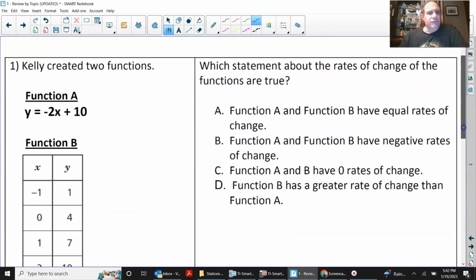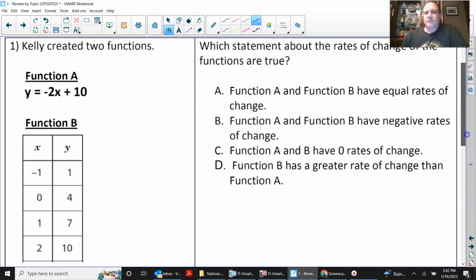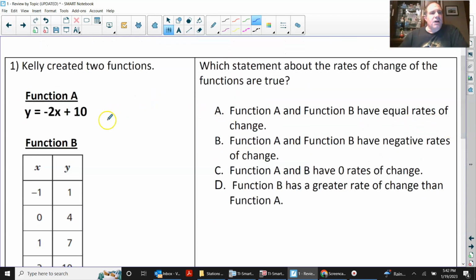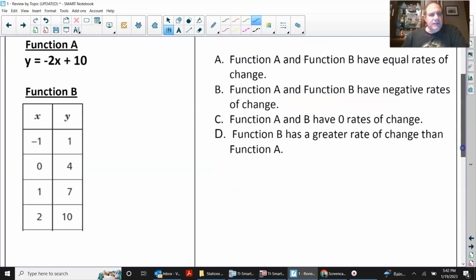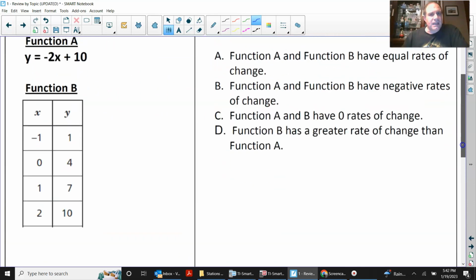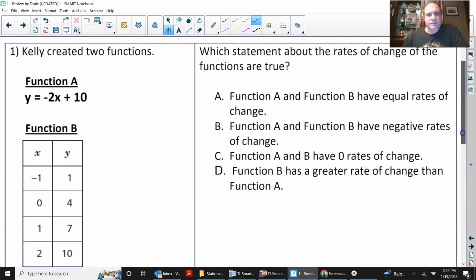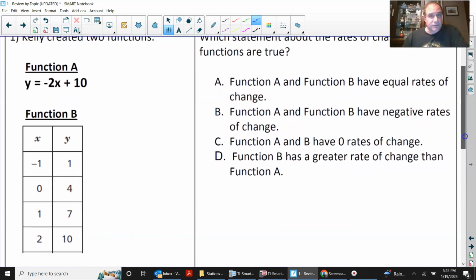Topic number 3. Kelly created two functions. Good for Kelly. Function B is right there in the table, and function A is right there. Which statement about the rates of change is true? So we're just talking about the rate of change. I'm going to underline the rate of change from function A. Remember, the rate of change is slope, and slope is the number before the x, the variable.